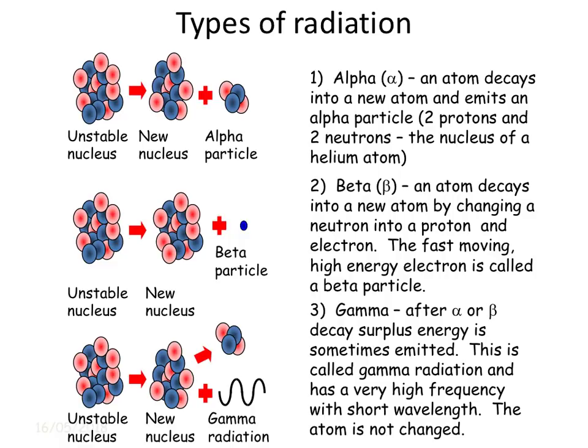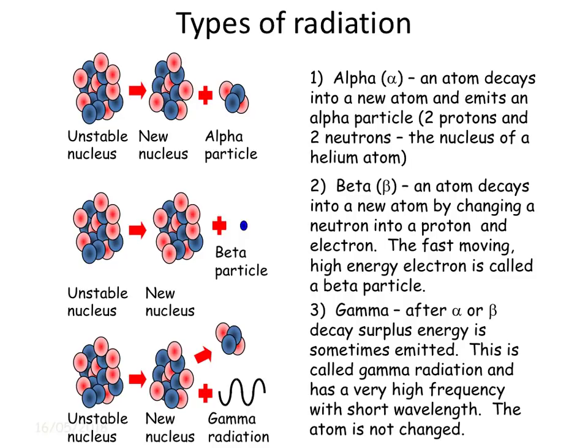Next we're going to look at beta particles. To decay through a beta particle, what has to happen inside the nucleus is that a neutron turns into a proton. So within the nucleus here, a neutron is going to turn into a proton, and that process is going to release a beta particle, which is a high energy electron.